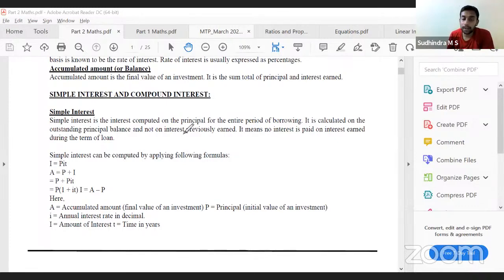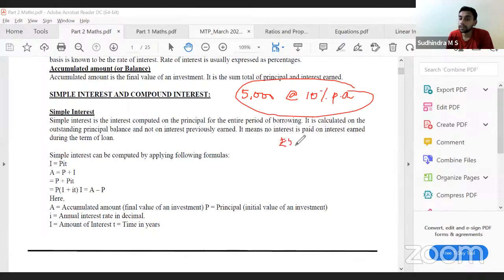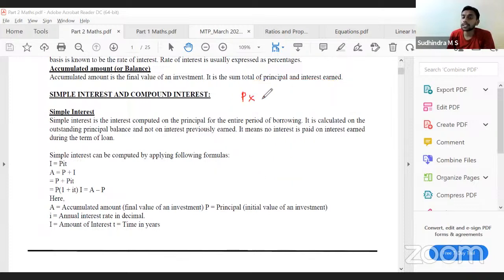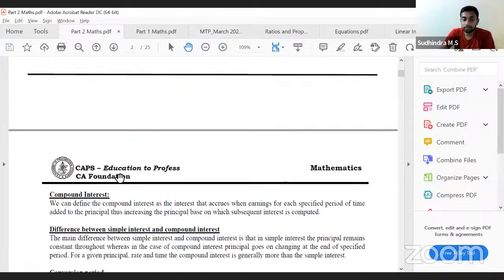That is simple interest. Simple interest is interest computed on the principal for the entire period of the borrowing. So it is calculated on the outstanding principal balance and not on the interest previously earned. So 5,000 rupees is the loan given at 10% interest per annum. What would be the interest for the year? 500. So that is simple 500. This is year 1. What would be the interest for year 2? 500. It would remain 500. It is not 5,500 into 10%. It would be 5,000 into 10% only. That is simple interest. Right? How do we calculate simple interest? Principal into interest rate into time period will give us the simple interest.